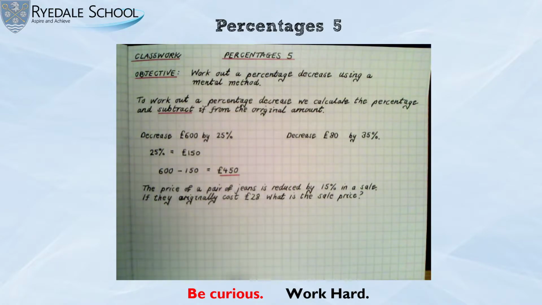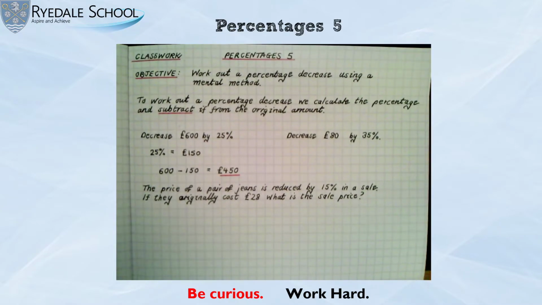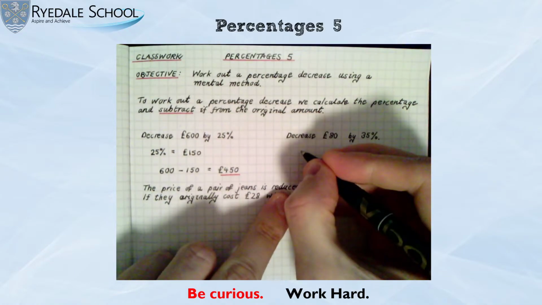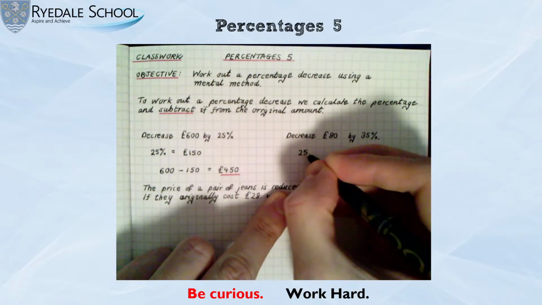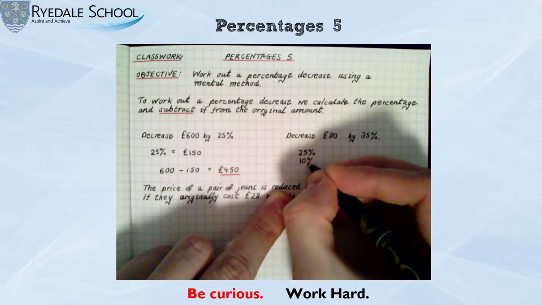Okay, next we have decrease £80 by 35%. Okay, so I'm going to have to think about how I want to make that 35%. Got a couple of options. I could do 3 10% and a 5%, but I think I'm going to do a 25% and a 10%.